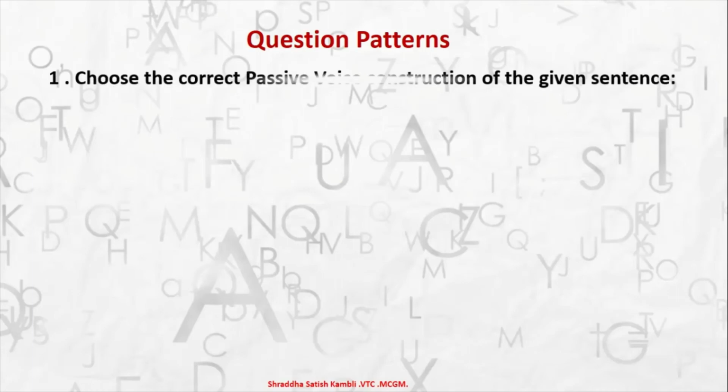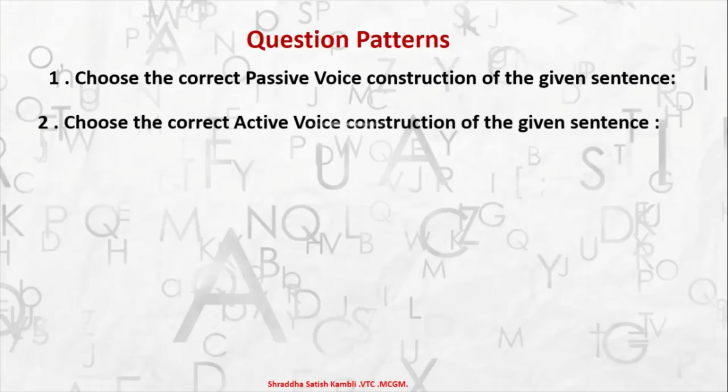Pattern 1 goes, choose the correct passive voice construction of the given sentence. Pattern 2 goes, choose the correct active voice construction of the given sentence. So when you have to choose the correct passive voice construction, the question sentence will be in active voice. You have to decide which one is the correct passive voice. And vice versa. When you have to choose the correct active voice construction, the question will be in passive voice and you have to select which one will be the active voice.